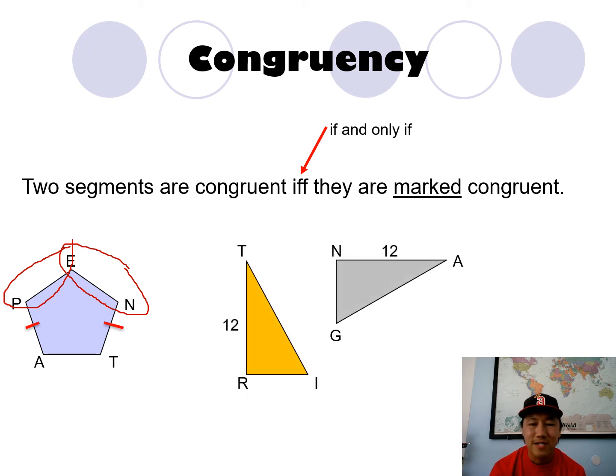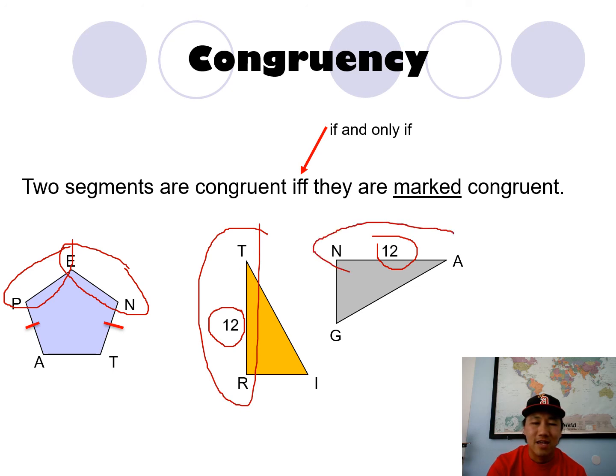Here's another one. Which segments are congruent? So another way to mark it is by just labeling how long they are. That's also a different form of marking. Notice TR is marked 12 units, and then AN is marked 12 units. Because they are marked the same, TR is congruent to AN.